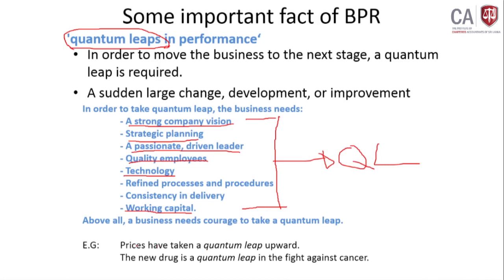Sometimes these can be taken as examples of quantum leaps. Prices have taken a quantum leap upward. The new drug is a quantum leap in the fight against cancer. So, if a drug is found to rescue people from cancer, that's a very good quantum leap for most people, and also in the health industry. The price also can be taken as a quantum leap.